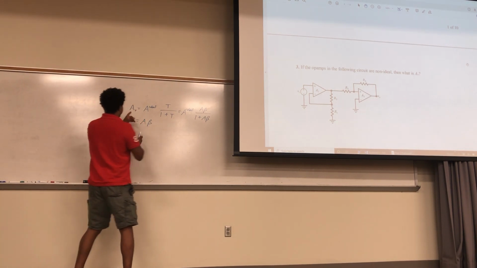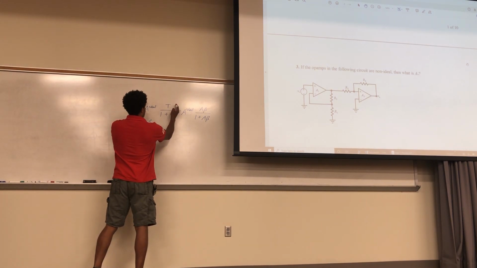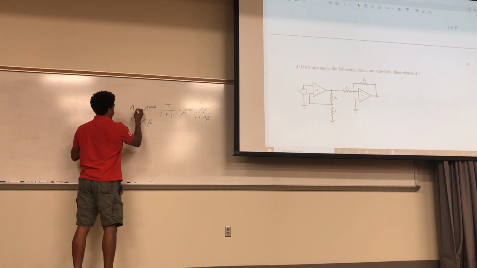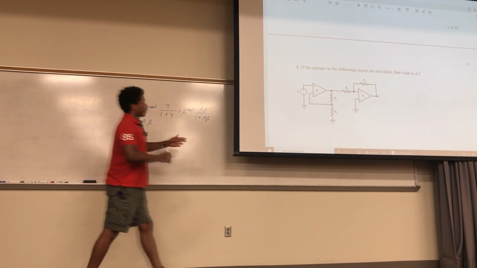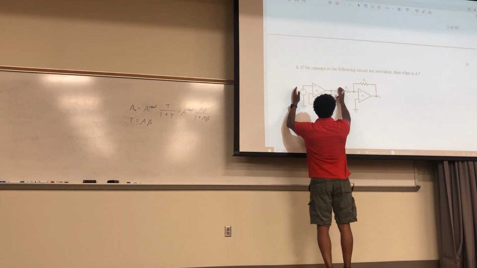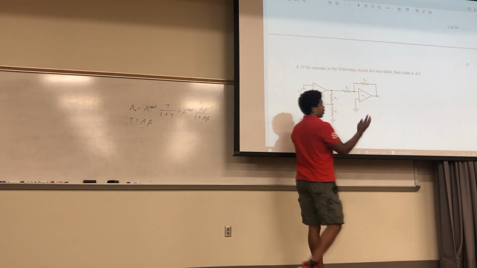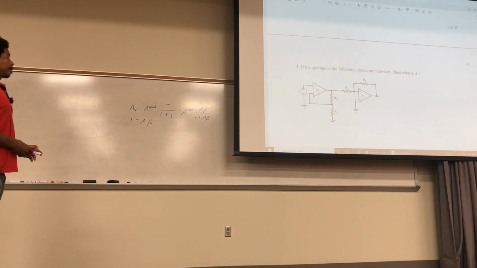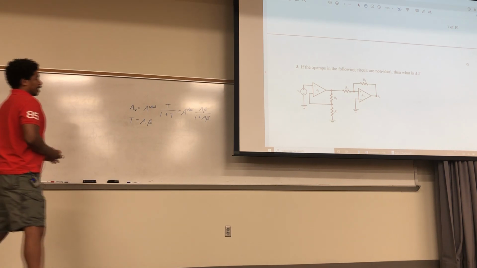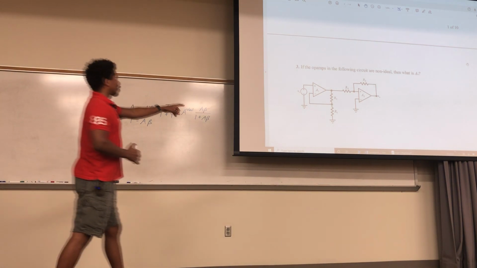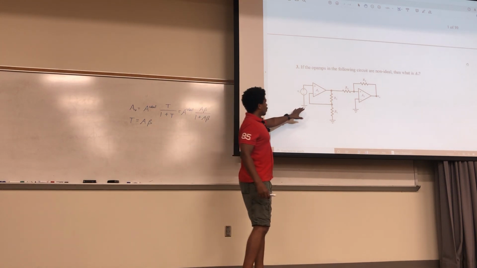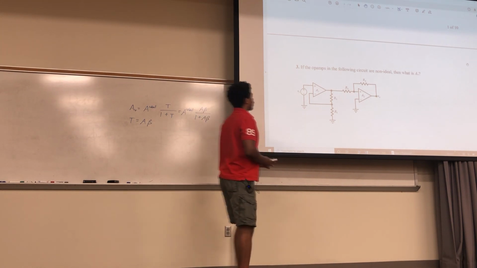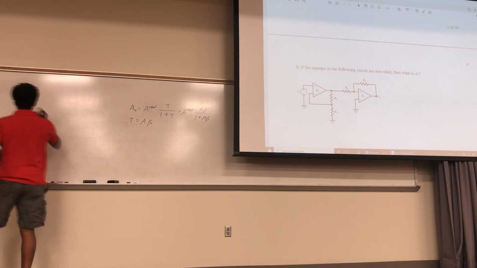Now, this right here is for each one. So I should call this A1V right here, A2V for there. Then you multiply them together for the overall gain. Okay, so let's look at beta. What is beta for the first one right here? Let's call that beta 1.